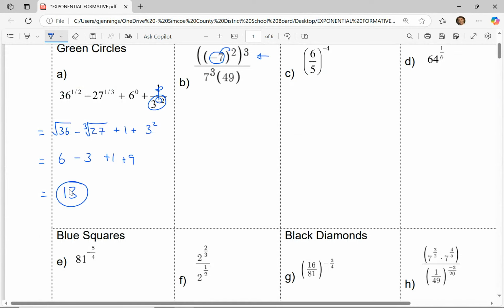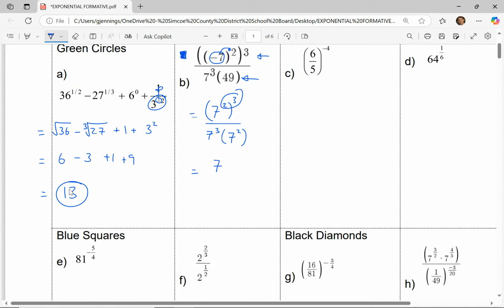Okay. On the bottom, we have 7 to the 3 multiplied by 7 squared. We recognize 49 as a power of 7, so we can rewrite it and use our exponent laws, folks. It's amazing. Okay, then up here we have power to a power. So we multiply the exponents. 2 times 3 happens to be 6.